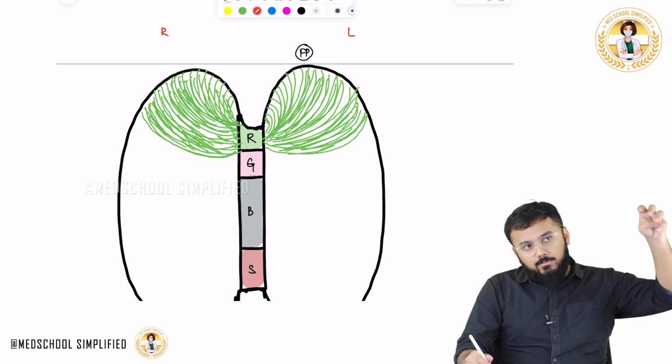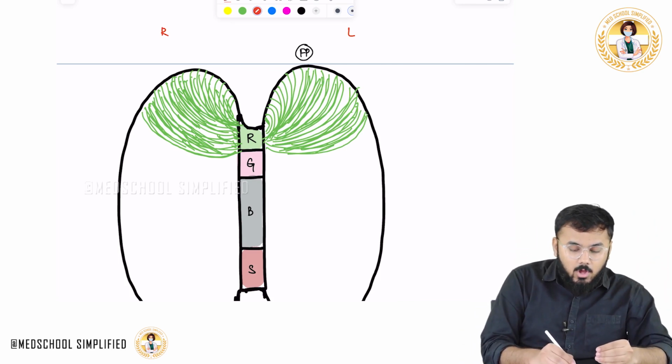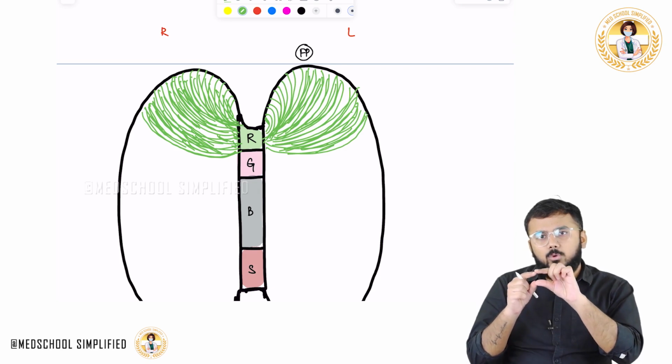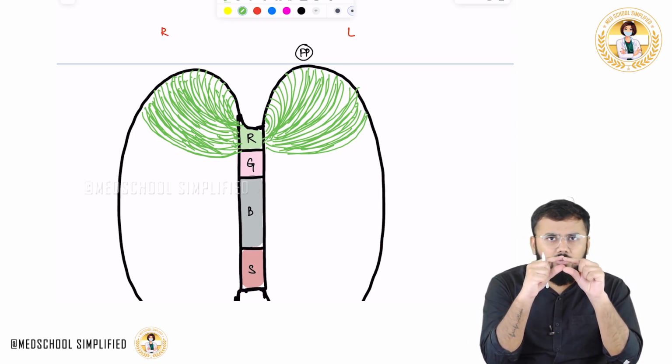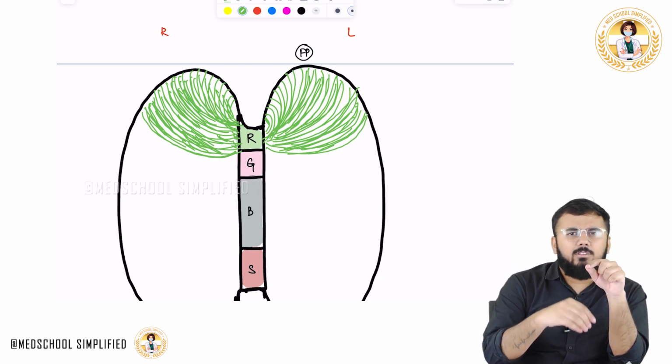Now from this orbital surface, these bundle of fibers are coming like this, and finally all these bundle of fibers are joining together to form a compact structure. Okay, so it is very easy, very clearly understood, right?